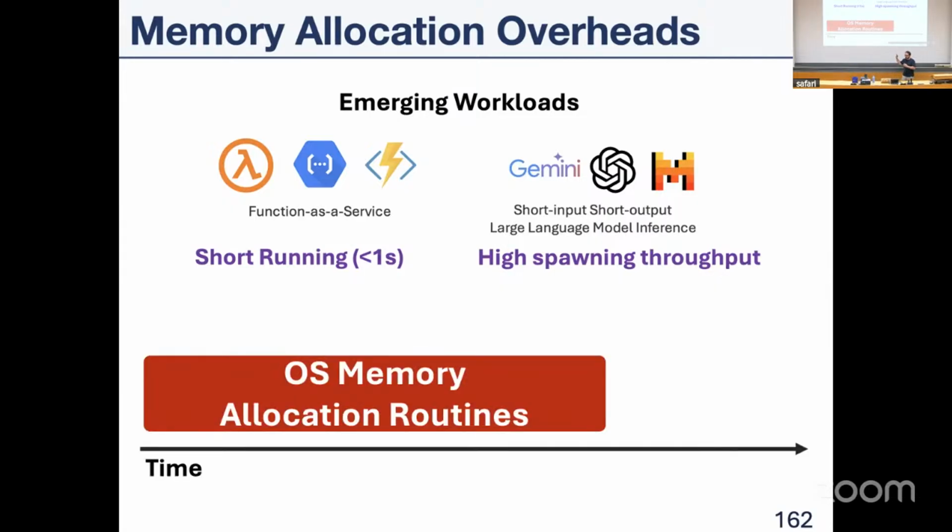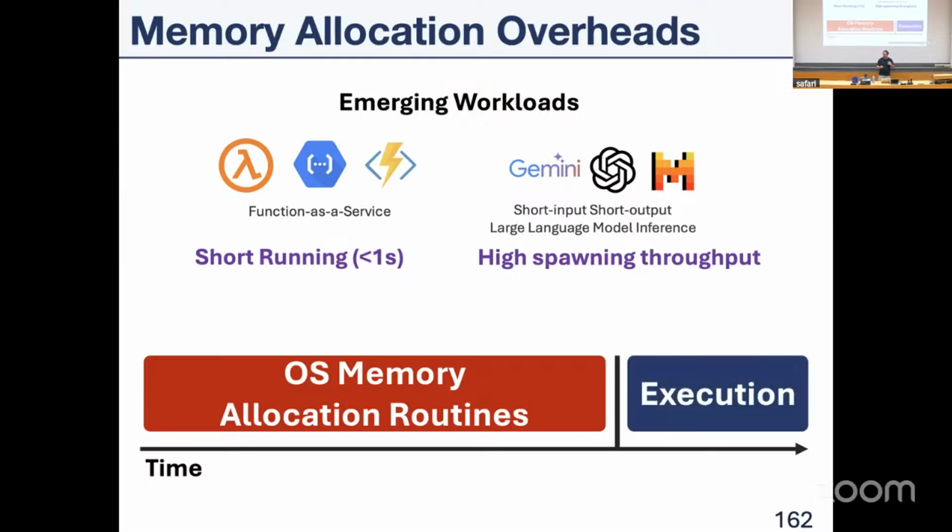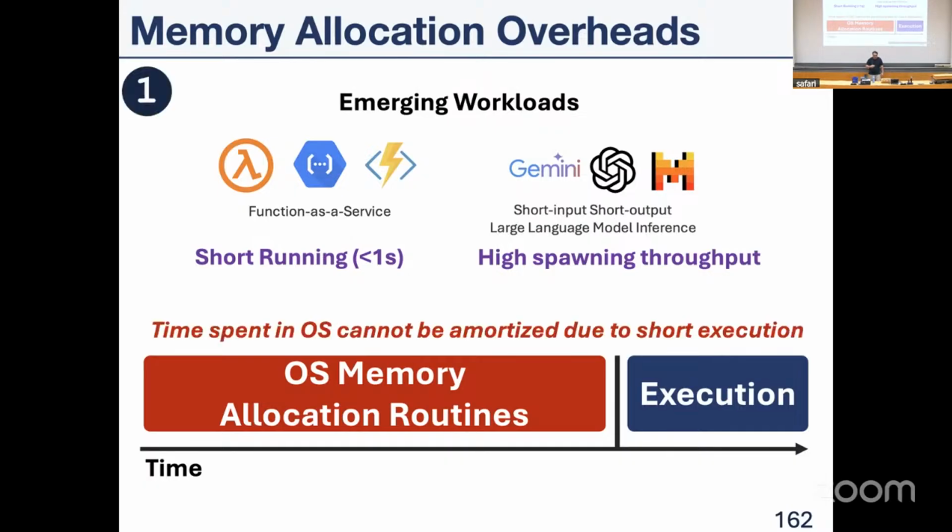These applications are spending a lot of time on OS memory allocation routines. You basically try to allocate, let's say, the KV cache or some data structures in your LLMs or in your functions, which takes time. And the time it takes to allocate in the operating system all this data is often more than the execution time of the workload itself, because the workload might run on a GPU or an accelerator, while your OS memory allocation would run on the CPU. So we have time spent in the operating system which cannot be amortized due to the short execution of the workload.